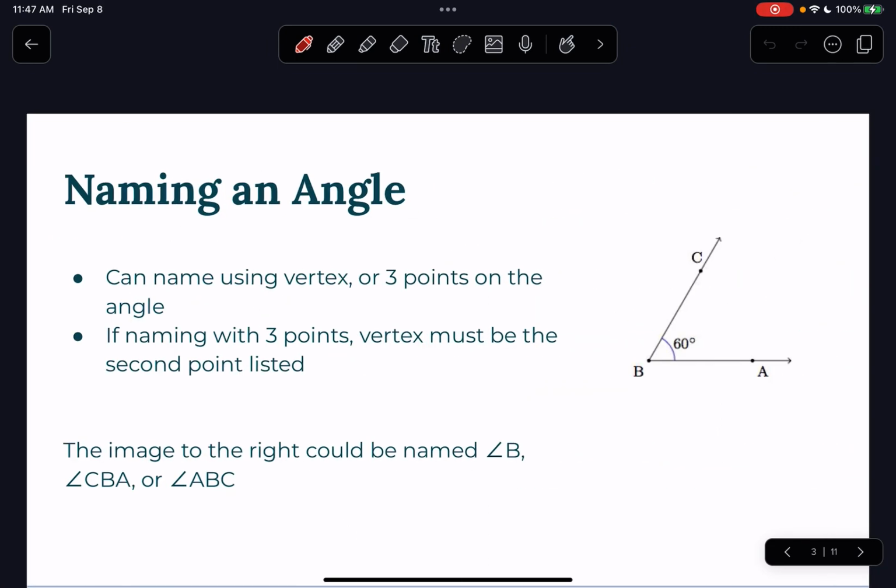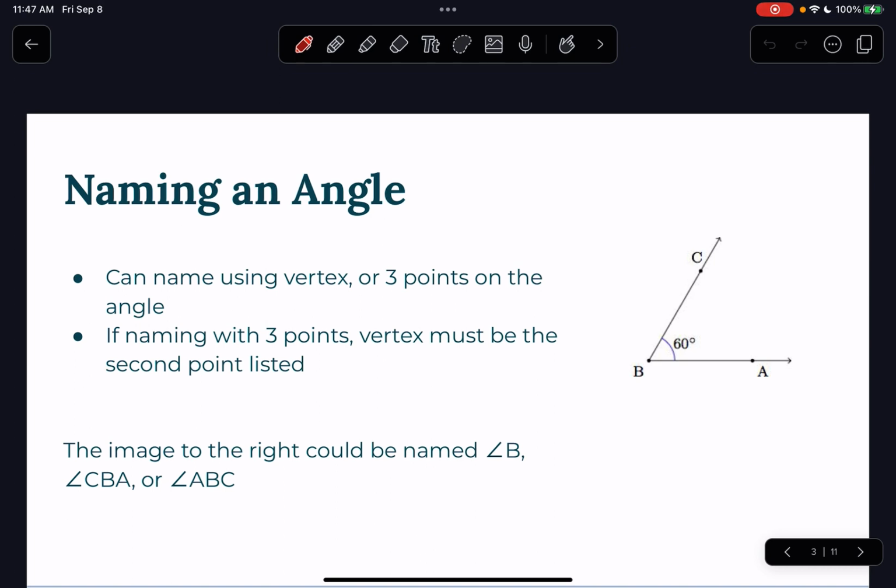Now, it's important for us to know how to name an angle in geometry. So we can use the vertex to name an angle. So for example, we could name that angle on the right just angle B. That's one way that we could name that angle, just using the vertex.